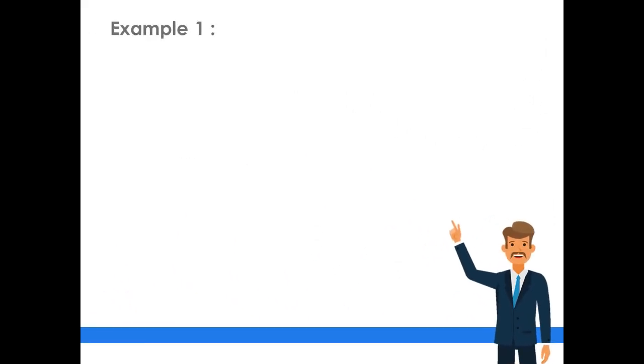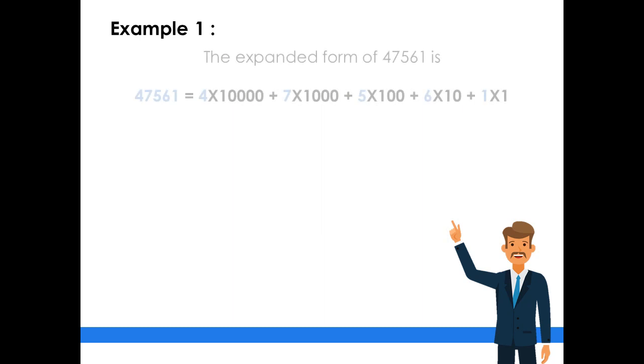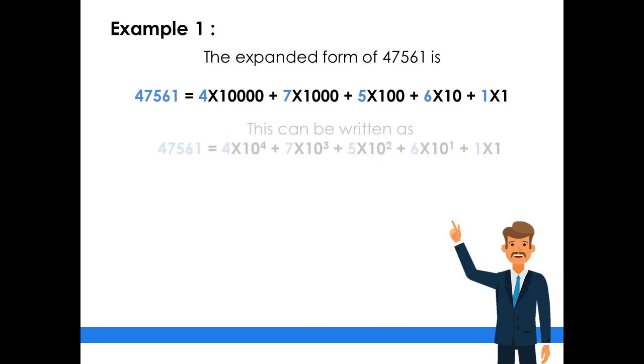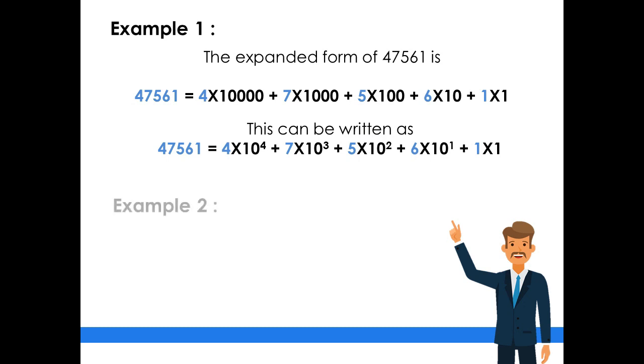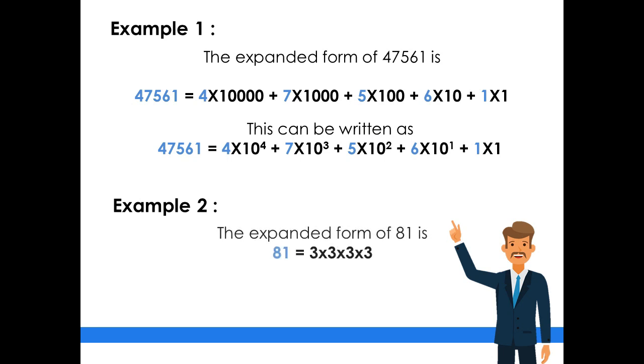Example 1. The expanded form of 47,561 can also be written in a shorter form as 4 into 10 to the power of 4 plus 7 into 10 to the power of 3 plus 5 into 10 to the power of 2 plus 6 into 10 plus 1 into 1. Let us look at another example where the expanded form of 81 is 3 into 3 into 3 into 3, that is 3 to the power of 4.